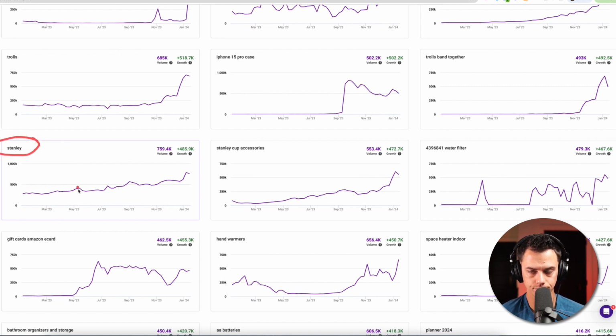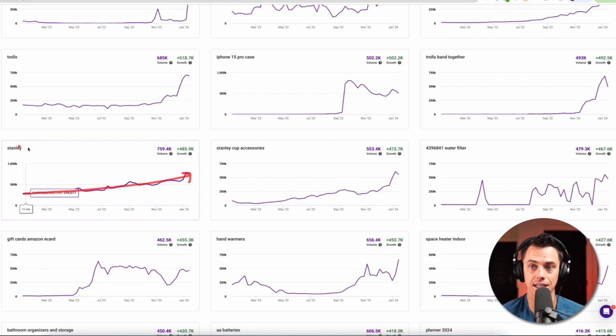Here's a great example. Stanley. If we look at this growth chart for Stanley over the past 12 months, it's much more consistent, which we could say is a much more predictable pattern of growth for the future as well. Over the past 12 months, it went from being searched 273,000 times last January to 700,000 this January. Good growth, a 485,000 search increase over the past 12 months, and it's a nice steady growth.